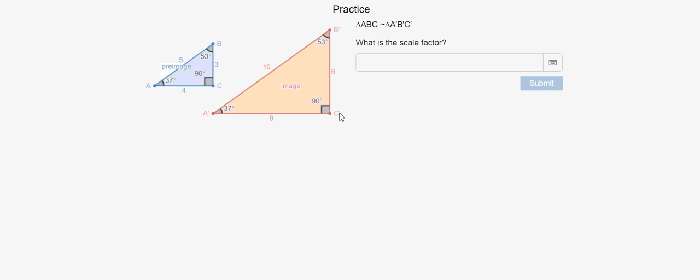Again, let's check our B prime, C prime with BC. 6 over 3, divide out your common factor of 3, that's 2. Check your next one, B prime, A prime with BA. 10 over 5, divide out your common factor of 5, that's 2. So our scale factor here is 2.